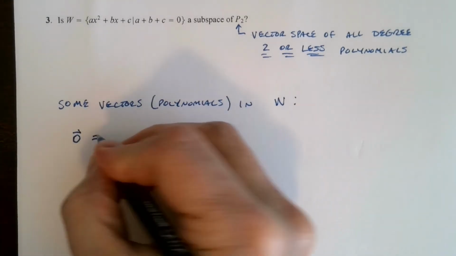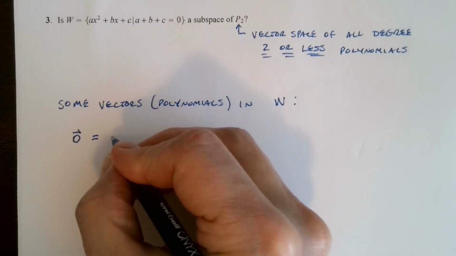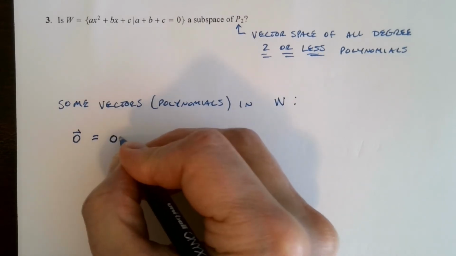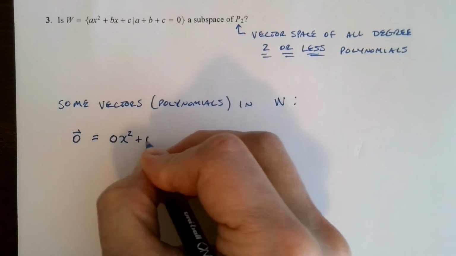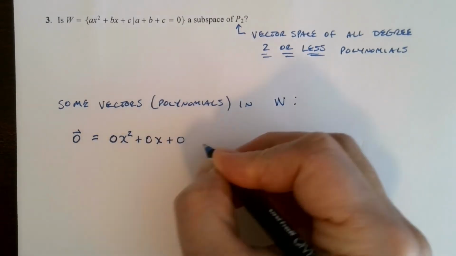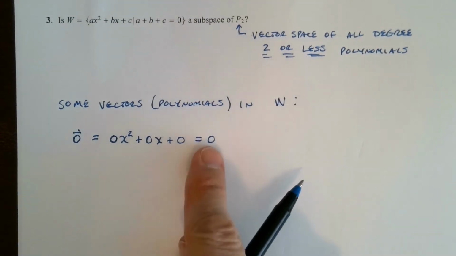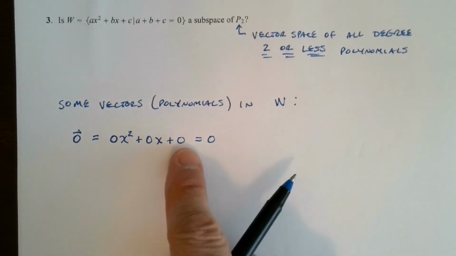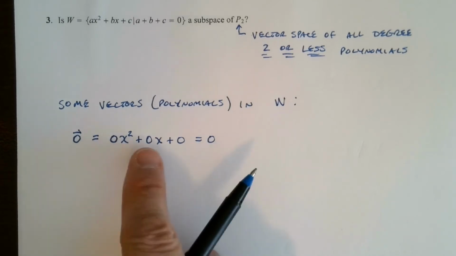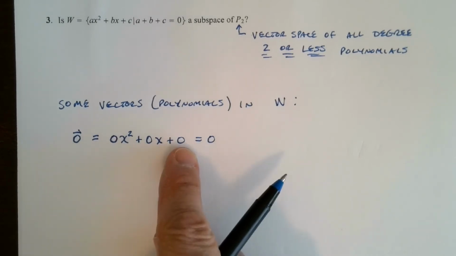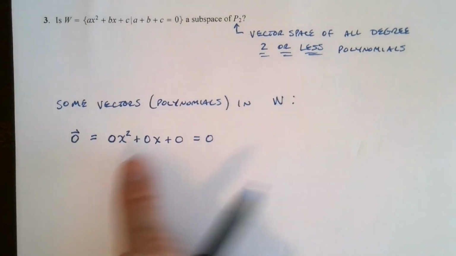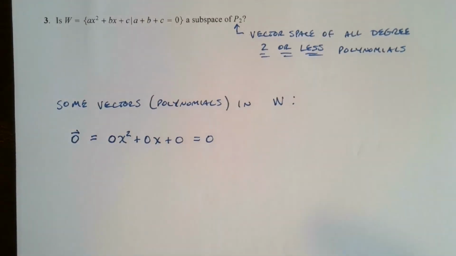Here's the 0 vector. It is 0 x squared plus 0x plus 0, which we probably could just write as 0 in terms of the function. We normally wouldn't write this out as our function, but again, to emphasize the fact that the coefficients A, B, and C are all 0, right? And what is A plus B plus C equal to? 0. So the 0 vector is in there.